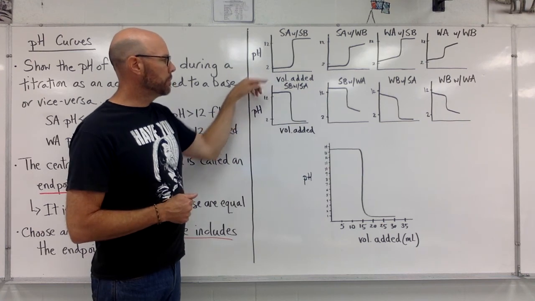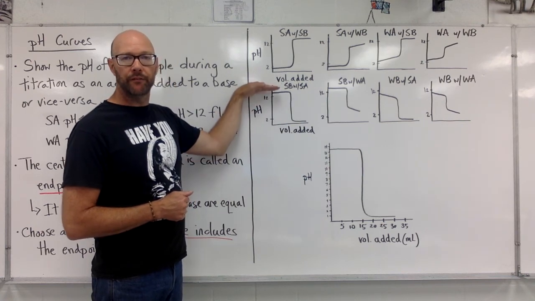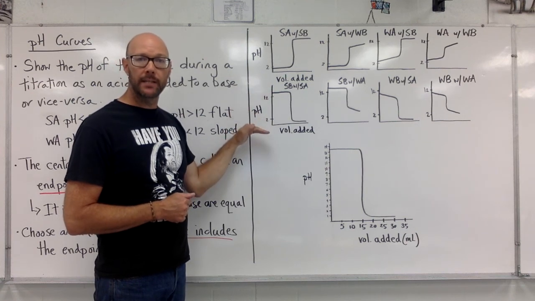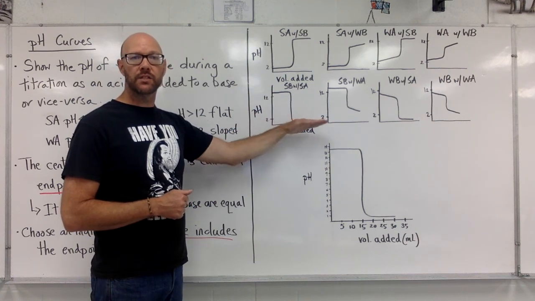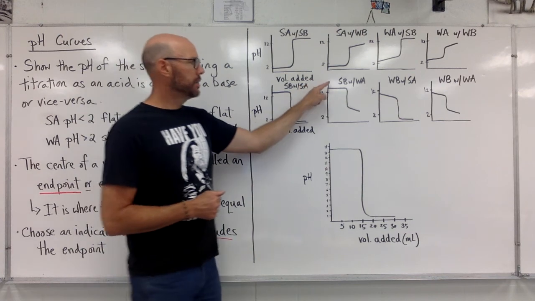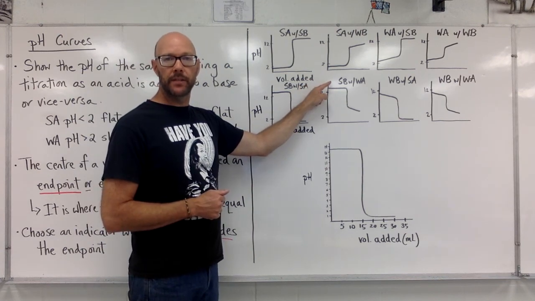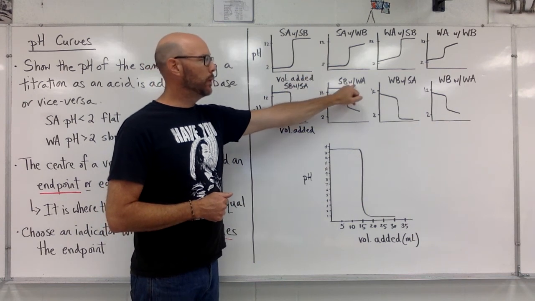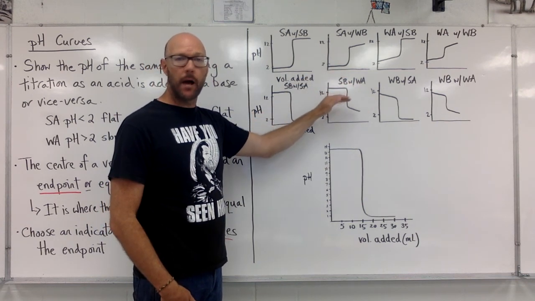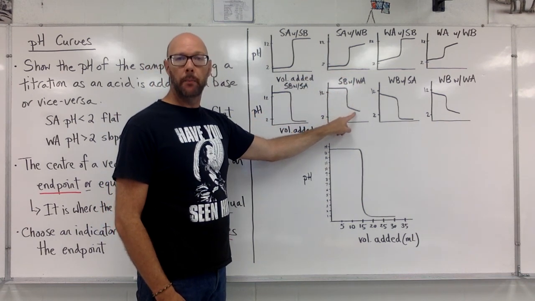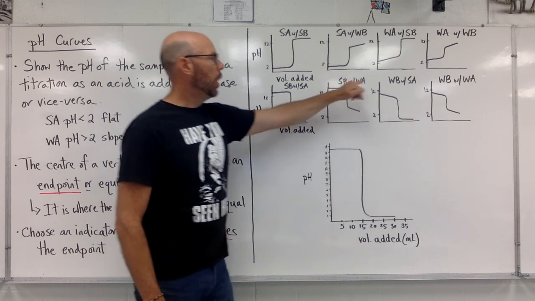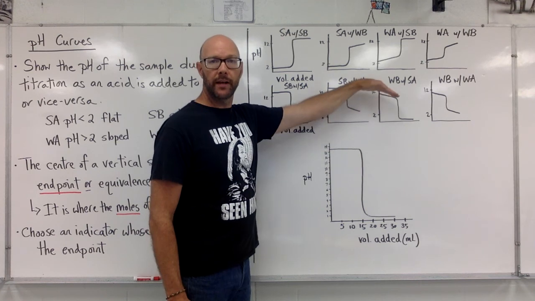We started with strong base, so it's above 12 and flat. We added a strong acid to it. It came all the way down below 2 and is likewise flat. The second one also started with a strong base. It's a pH above 12 and it's flat. We added a weak acid to it, so the pH came down, but it stayed above 2, and there's that inclined sloped shape.